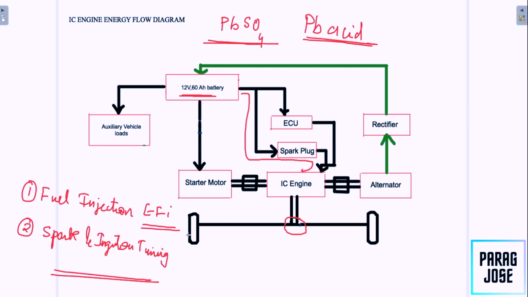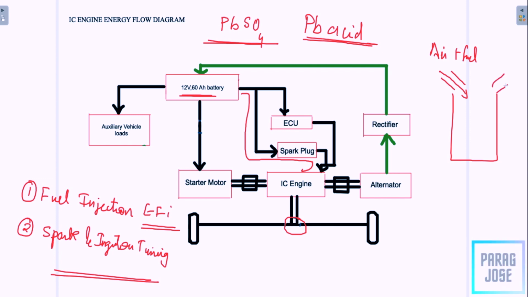Coming to the spark and ignition timing process, we can see that the spark timing has to be proper. When we talk about an IC engine, it will have a cylinder like this with two openings. This will be the inlet through which the air plus fuel combination will be coming, and this will be the outlet through which the exhaust gas will be going out.